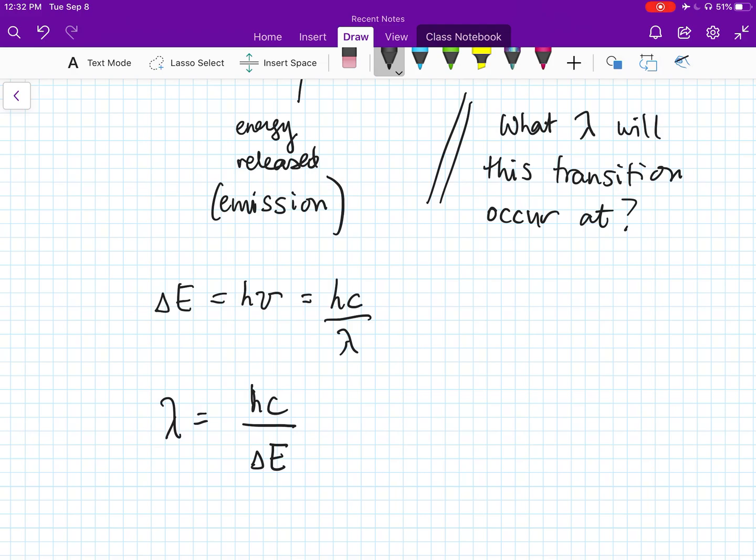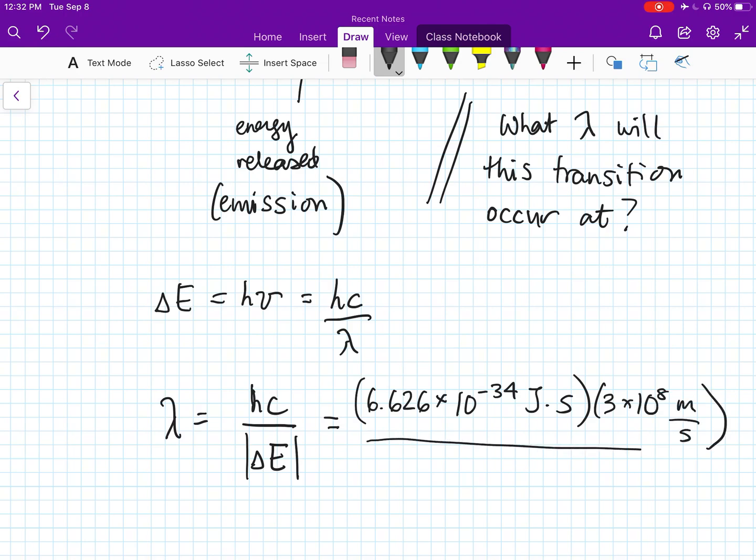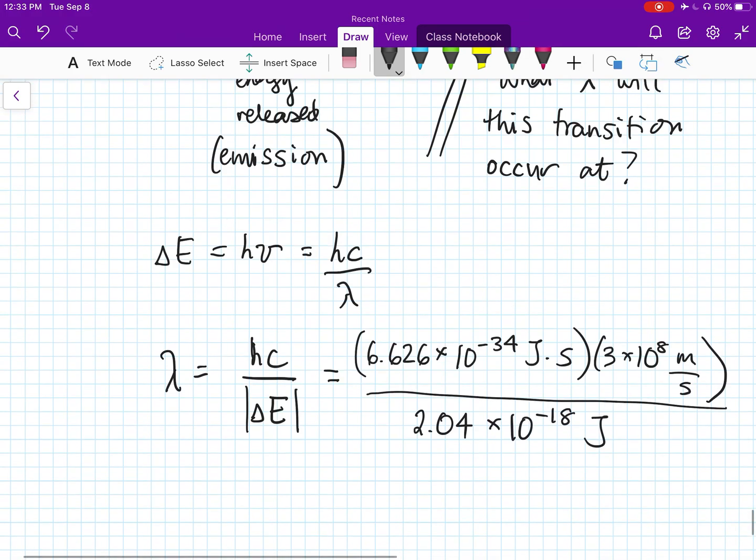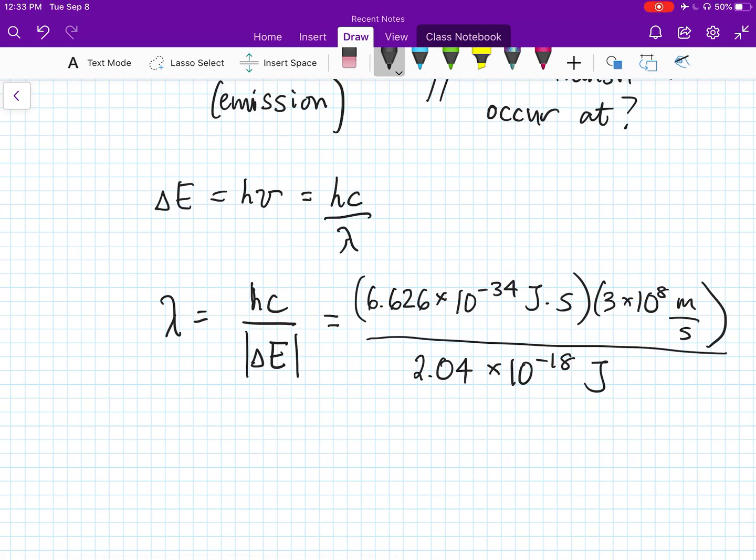Now here, you can't have a negative wavelength. You can't have a negative length. So just take the absolute value, take away that sign. The Planck's constant is 6.626 times 10 to the minus 34 joules seconds. The speed of light is 3 times 10 to the 8th meters per second. And the delta E we just calculated is 2.04 times 10 to the minus 18. I'm taking the absolute value, so I'm getting rid of the negative sign. The joules cancel, the seconds cancel, and I'm left with meters.